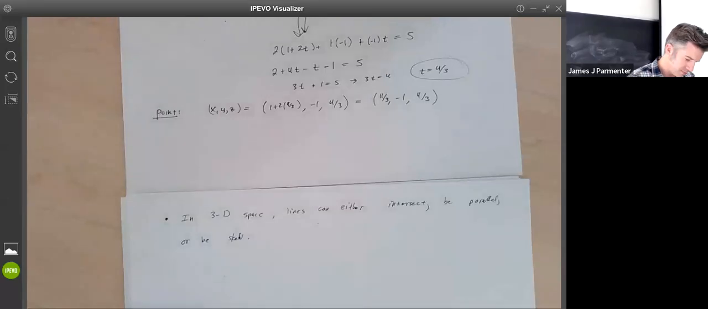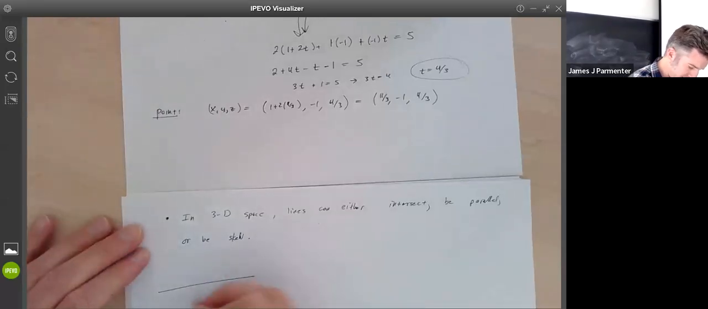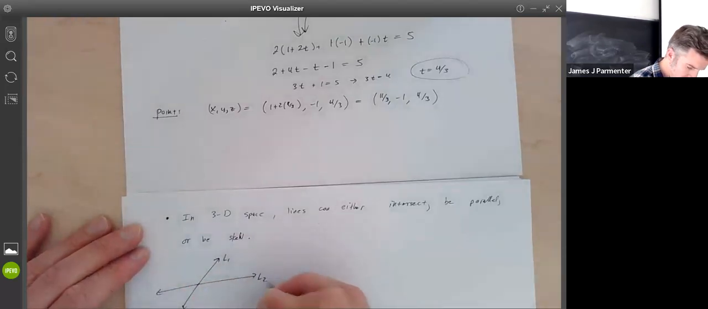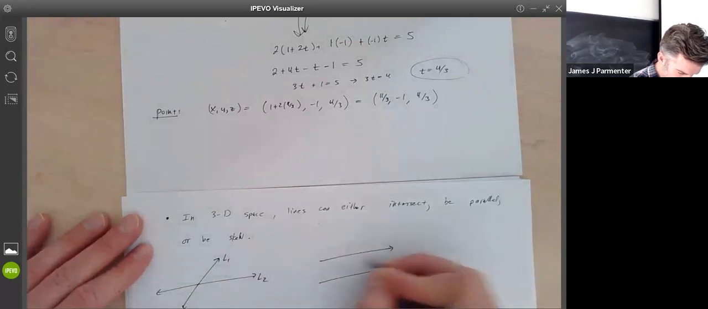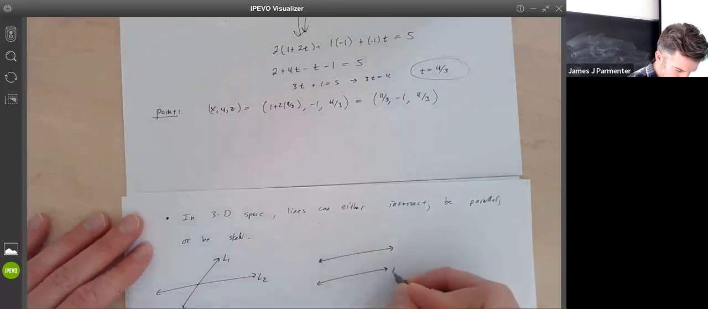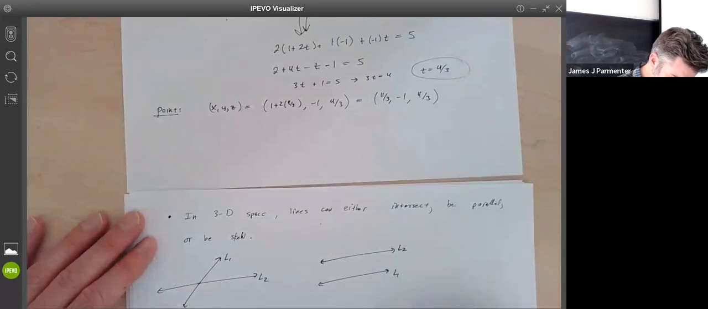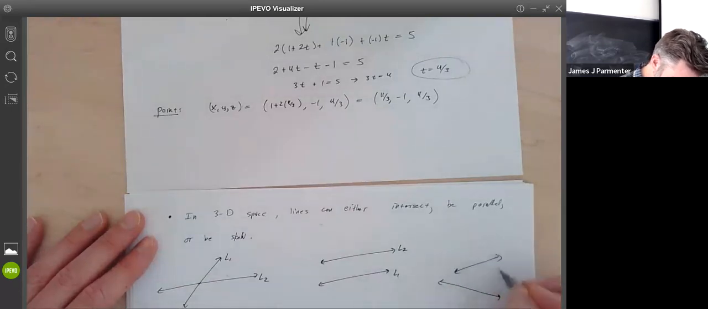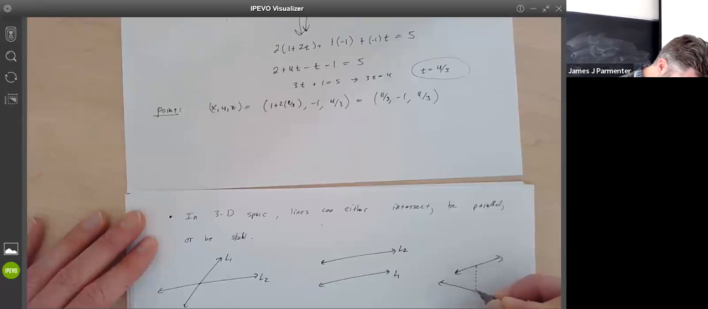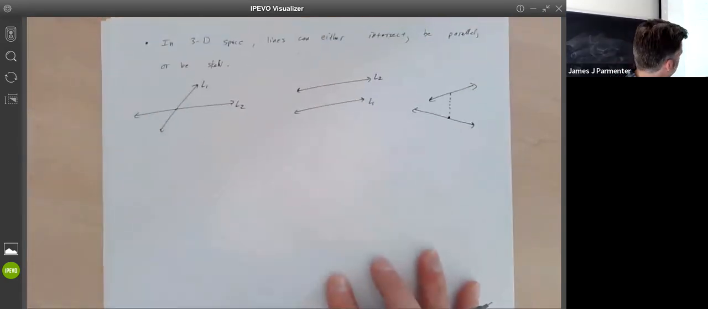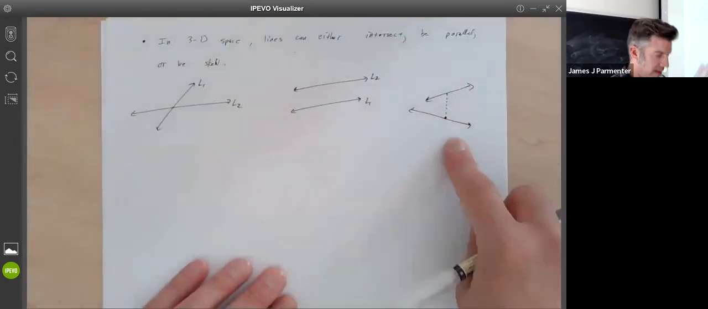So maybe we can have something like this where they intersect, or we can have lines that are parallel. They never touch and the distance between them never changes, or they could even be skew. And skew is a little harder to draw. So skew, like we have this line here and this plane, and then this line up here, and this much, much higher plane. So this one's above this one like that. Right, so this line is way higher than that line there.